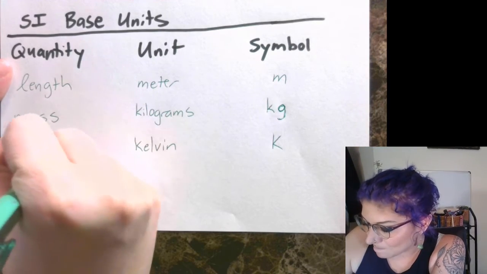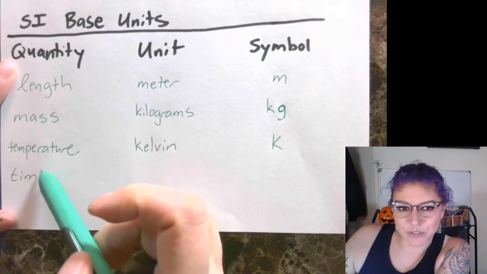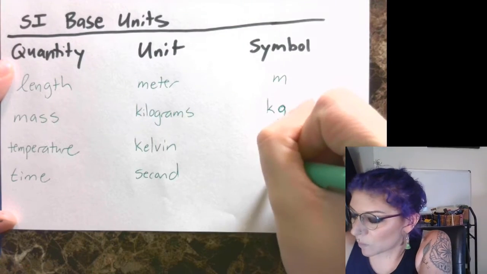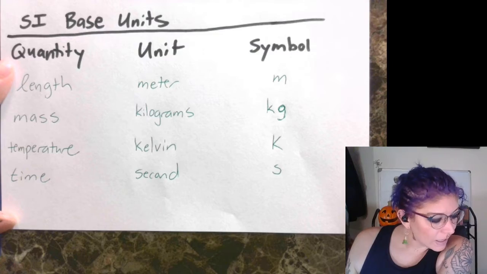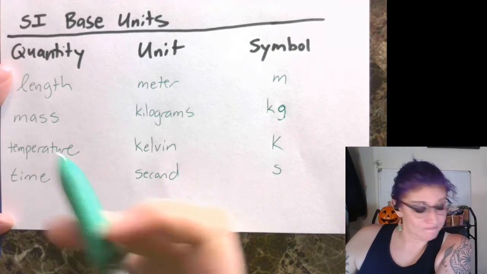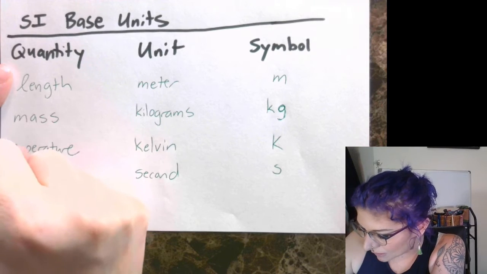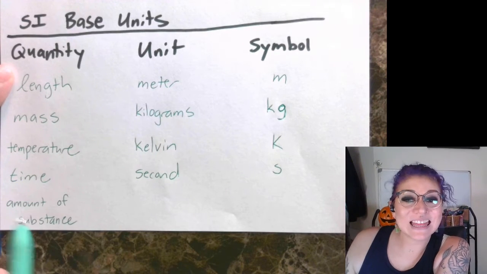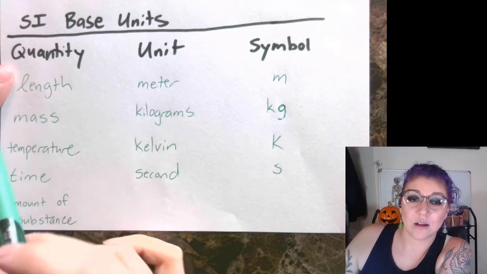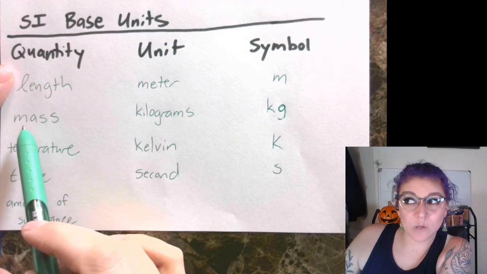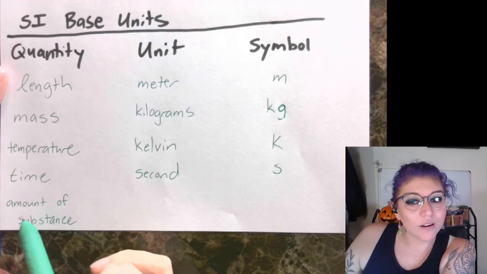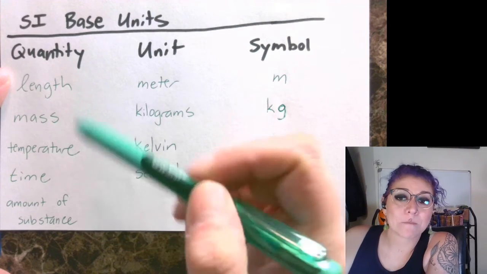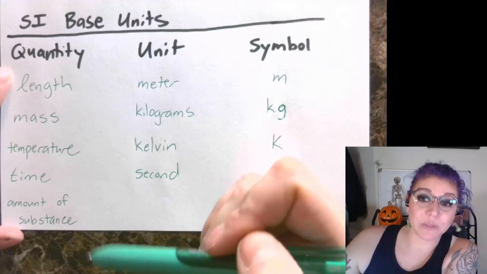So time. We won't really work with time much in this class, but I want y'all to see that the SI unit for time is the second, which the symbol is s. And the last main one is amount of substance. Amount of substance is distinctly different than mass. And we'll get into more on this later, but for now I want you to know that there are a couple of base units that we need to know. We need to be familiar with these and their symbols.